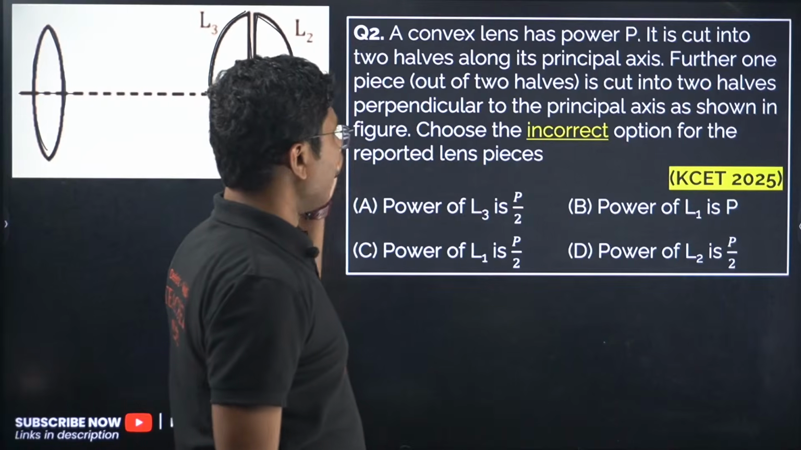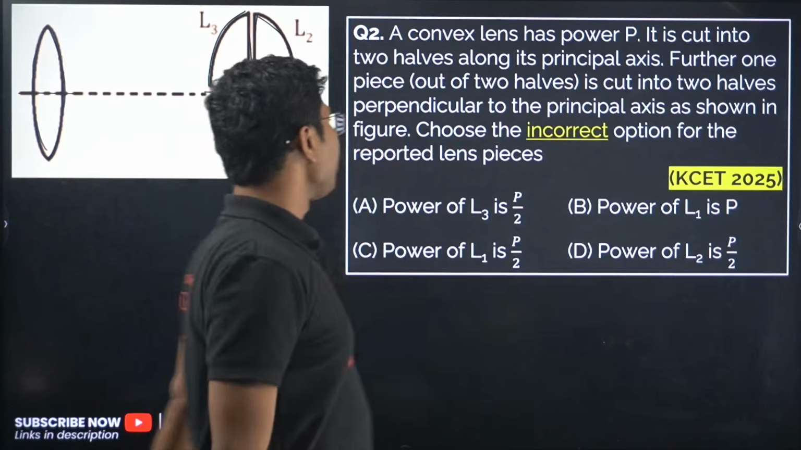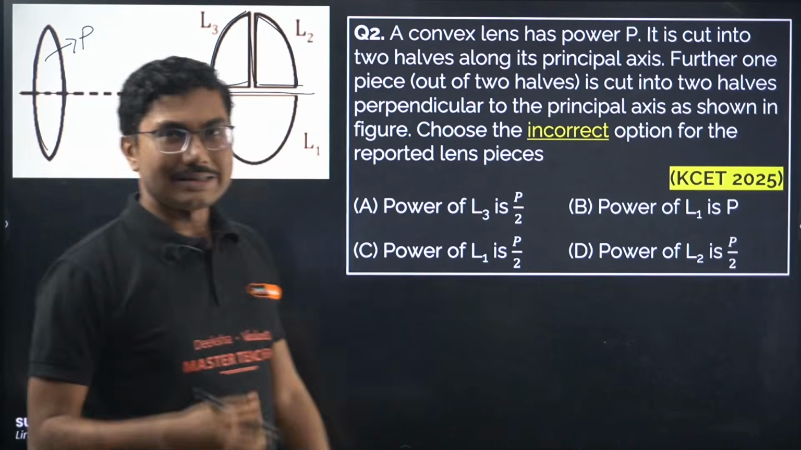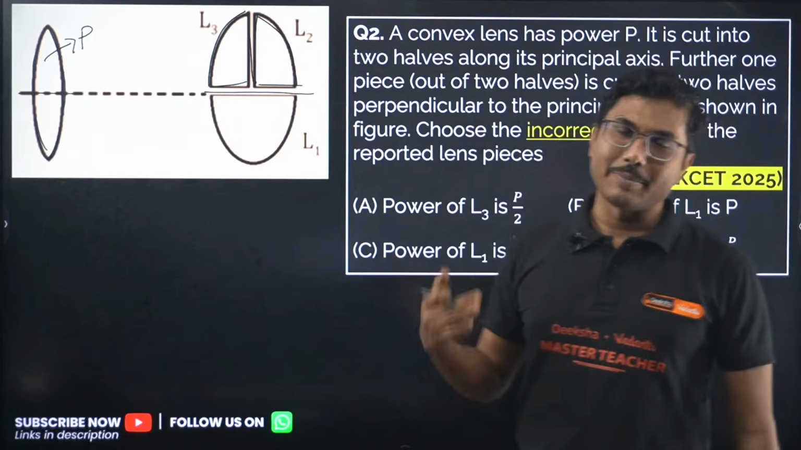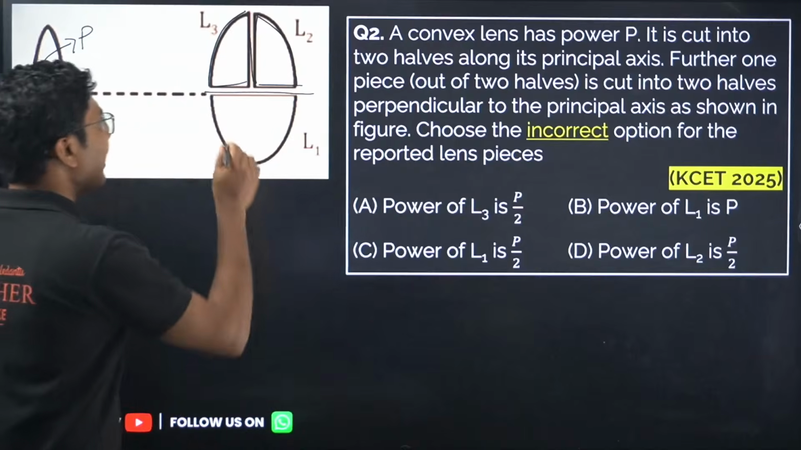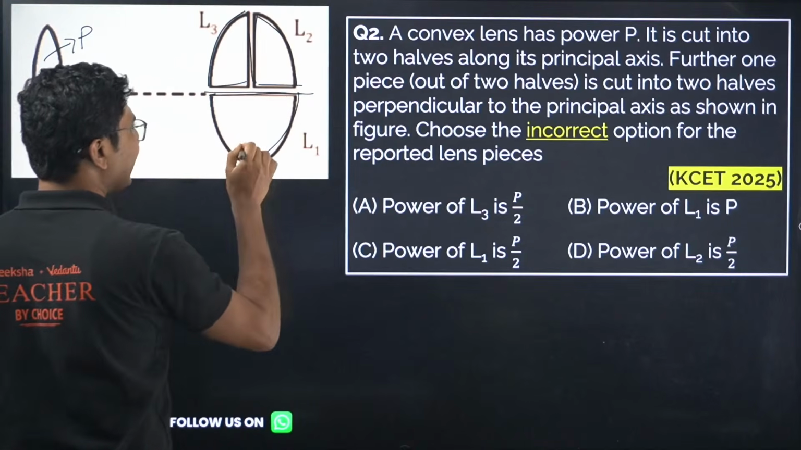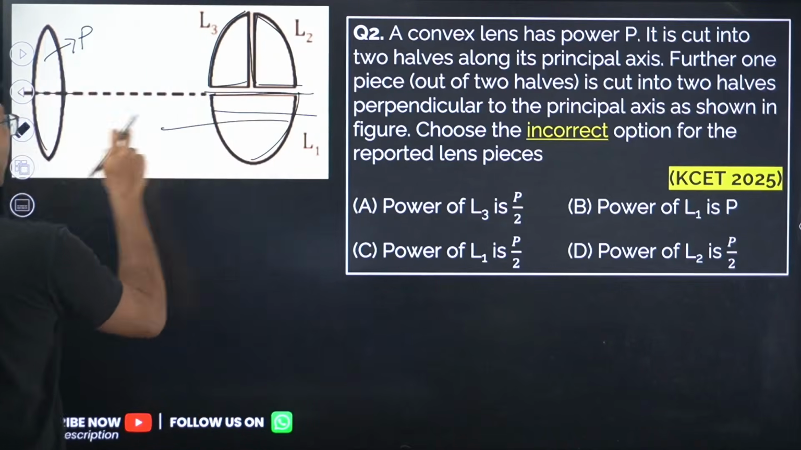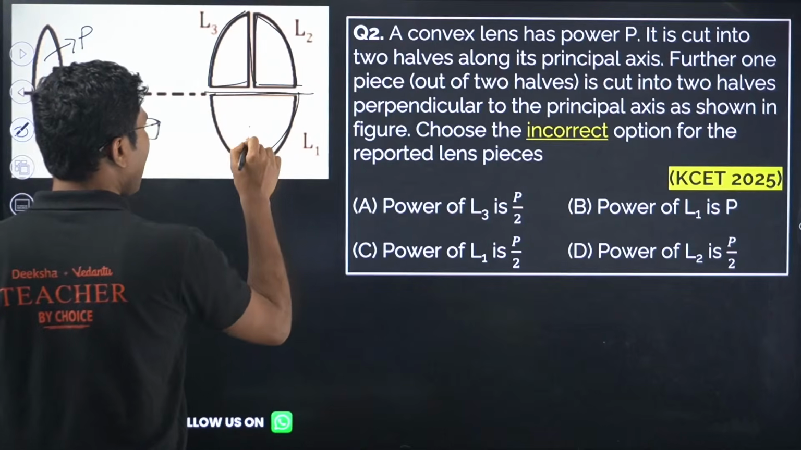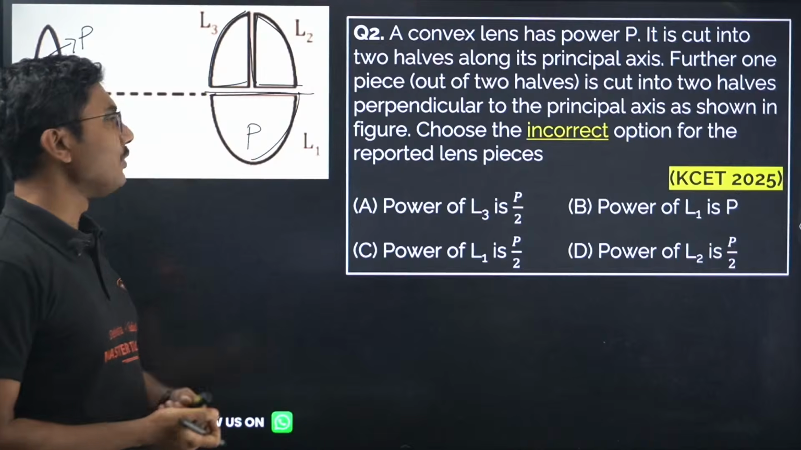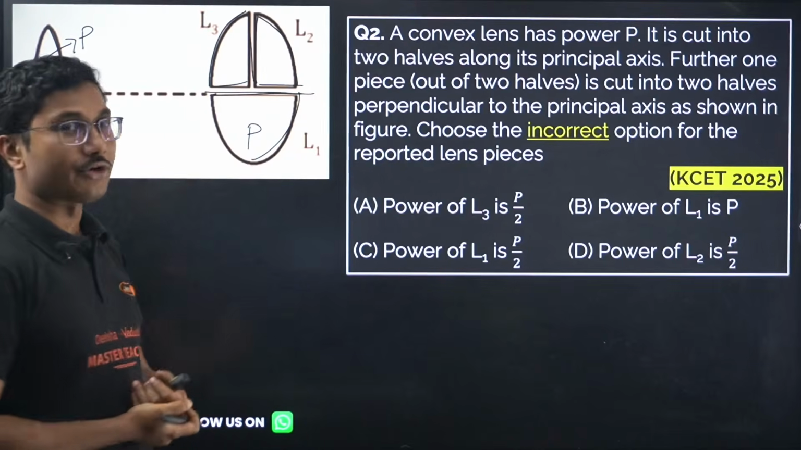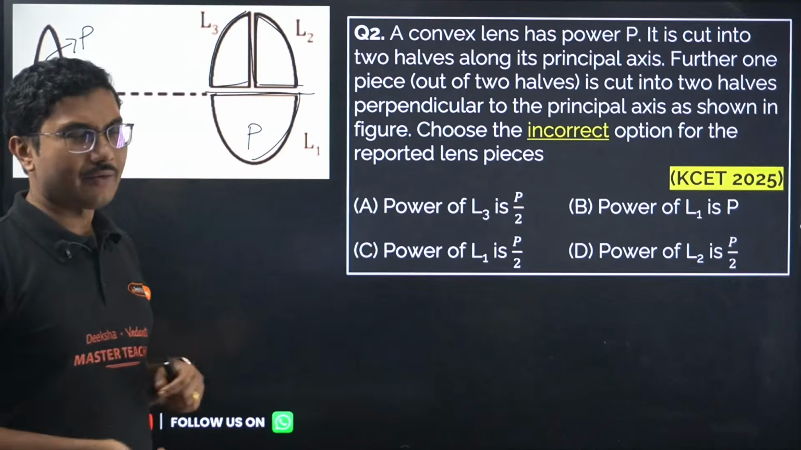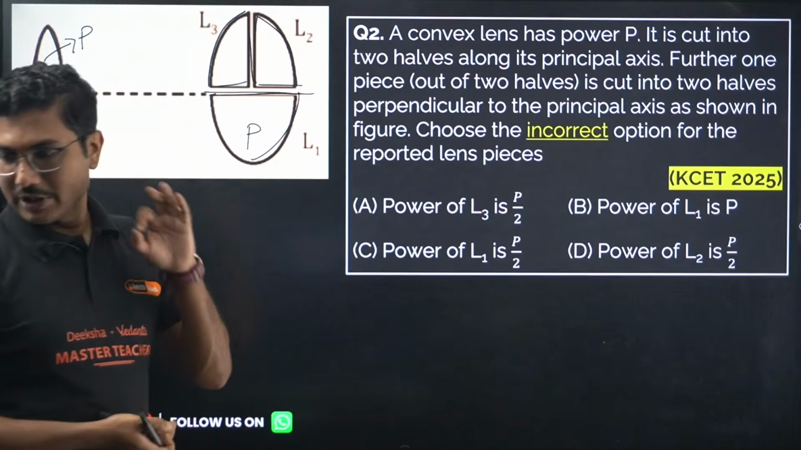Now choose the incorrect option for the resulting lens pieces. The power given here is P. Now the power of a lens is inversely proportional to focal length, and it depends on the radius of curvature. Even though this lens is cut into half, the radii of curvature for both surfaces, for this one and this one, remain unchanged. So the focal length will remain unchanged and thus the power will remain unchanged. So this lower half will have power same as that of the original lens. Only the intensity of the light will be reduced. Otherwise, cutting a lens into half along its principal axis does not change its power.